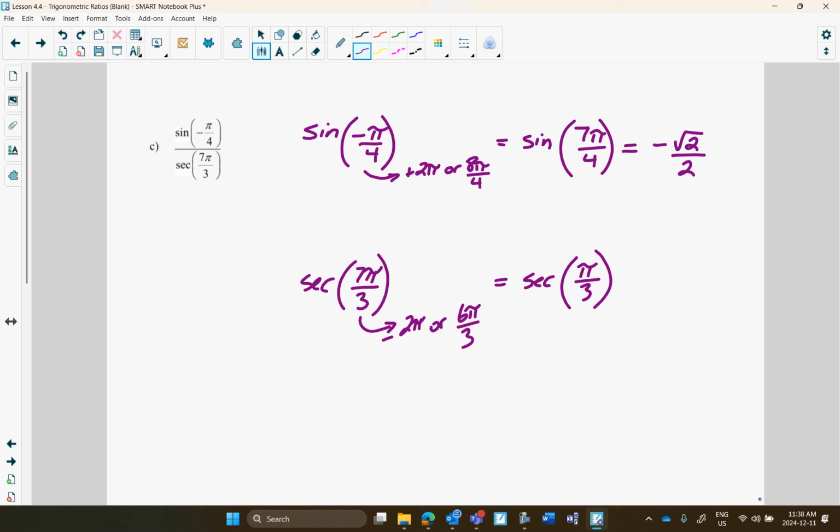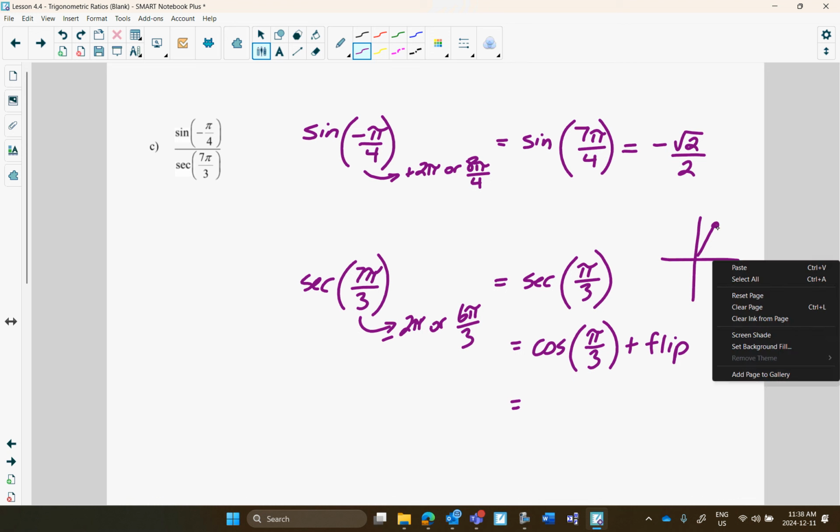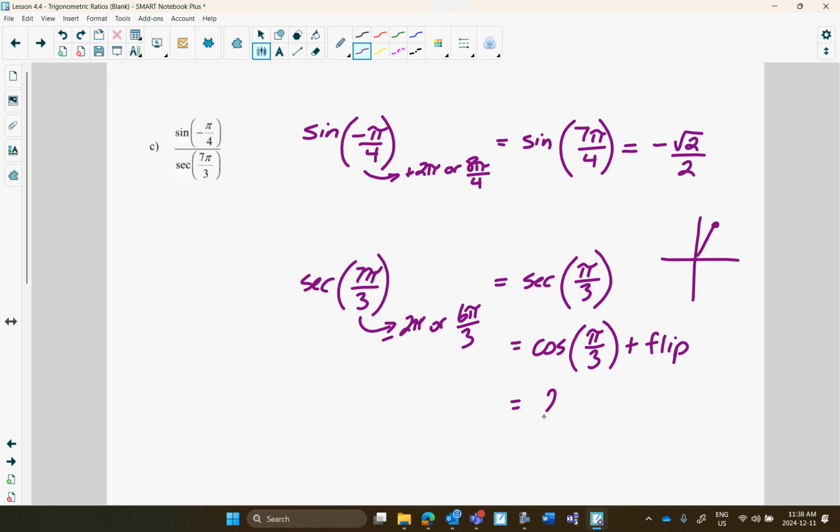How are you going to find this? Cosine. You're going to find the cosine of pi over 3, and then do what? Flip it. Cosine of pi over 3 is a half. So it's a half flipped, which is 2.